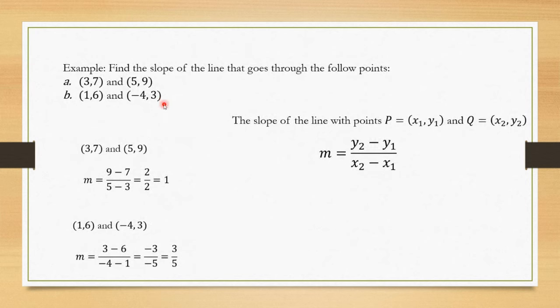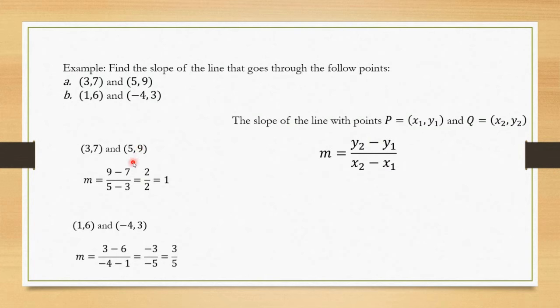First, I want to do some examples. So let's find the slope of the line that goes through each pair of points here. Let's take this pair first, (3, 7) and (5, 9). If we want the slope of the line through those points, again, we subtract the y's over the corresponding difference in x values. That's what the formula says.